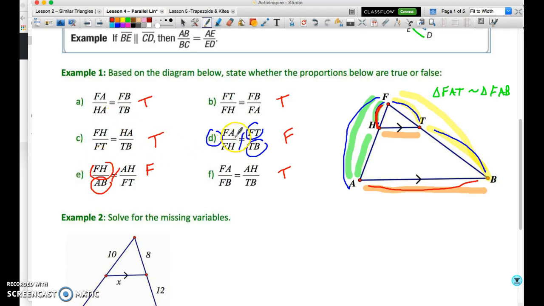The others are true. Hopefully, you'll be able to see that the reason they're true is that the corresponding colors, if you will, are matching. That's a really helpful way to be able to look at these. Okay, all right, and let's move on to our next example.